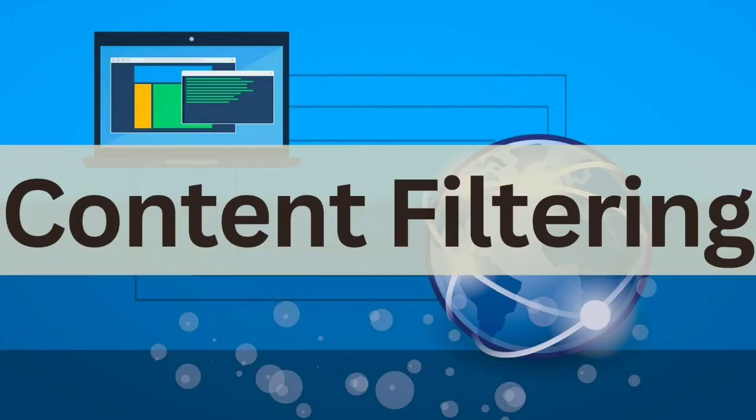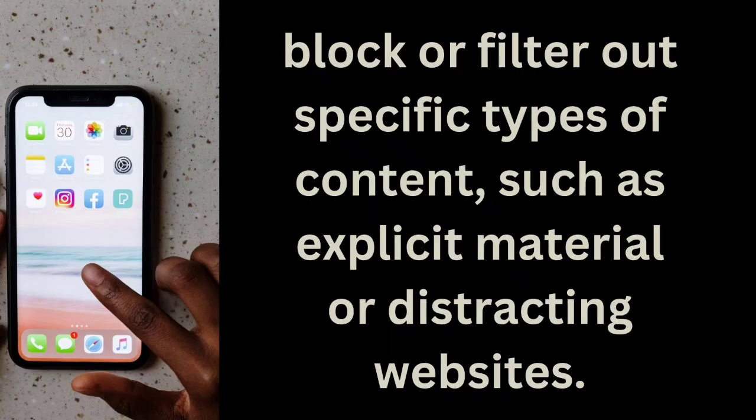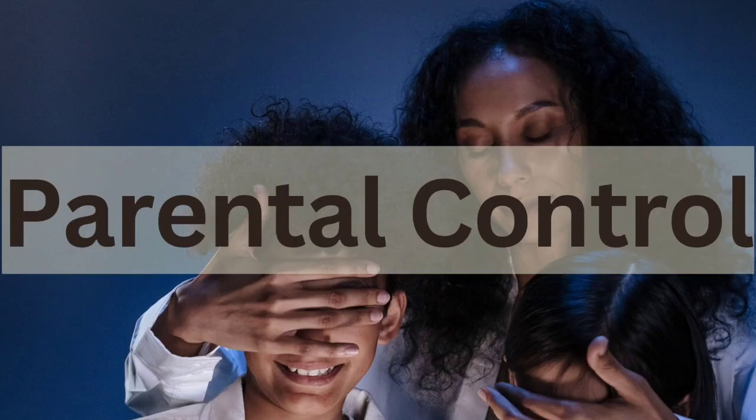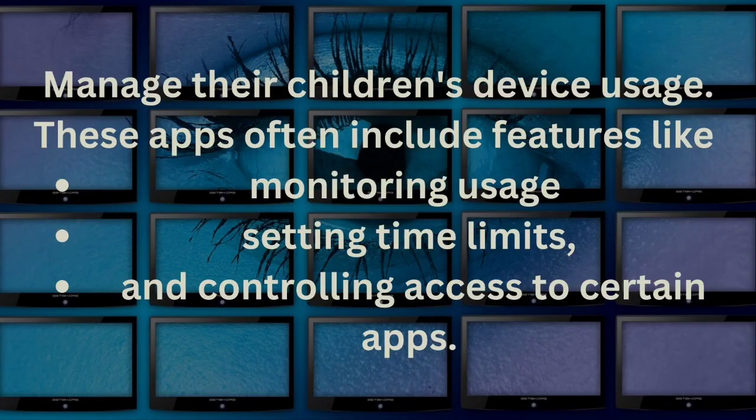Content filtering. Certain apps provide content filtering features, allowing you to block or filter out specific types of content, such as explicit material or distracting websites. Parental controls. Many screen time management apps are designed for parents to manage their children's device usage. These apps often include features like monitoring usage, setting time limits, and controlling access to certain apps.